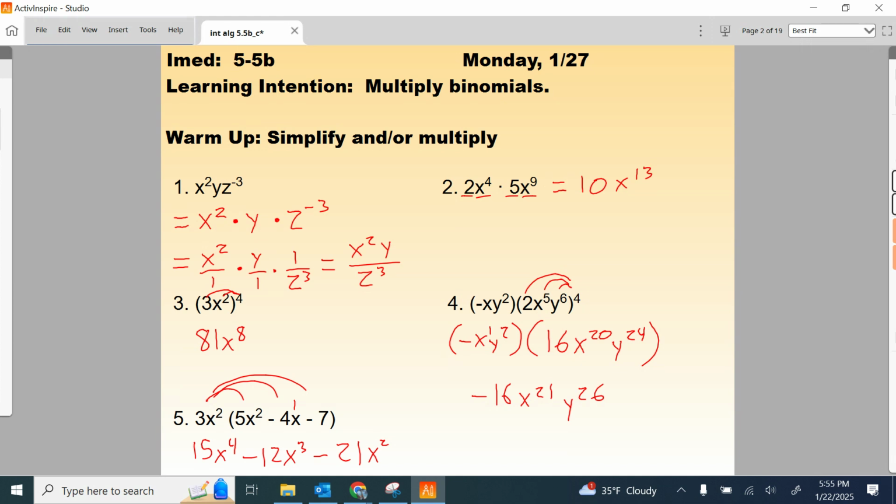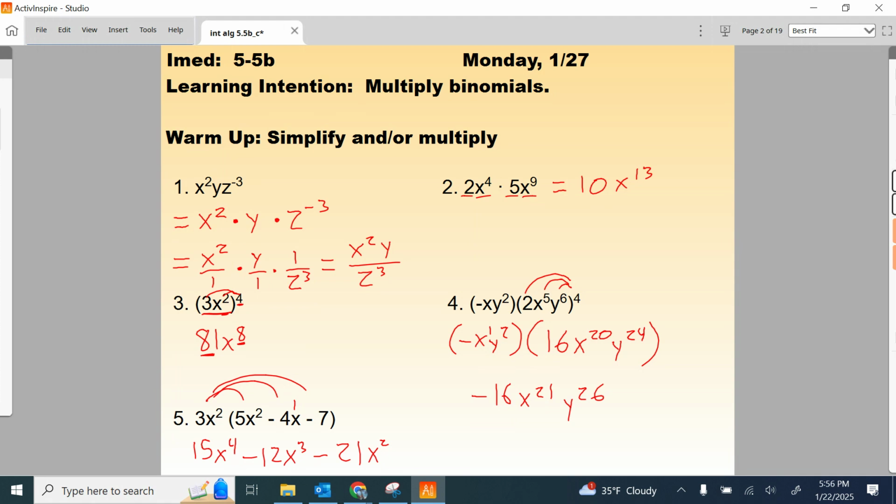Number 3, we have 3x^2 being taken to the 4th power. So our rule says we're going to distribute that power of 4 as you can see there. Okay, so if I go 3 to the power of 4, that's going to get me 81. And then the x^2 to the power of 4, my rule says to multiply those exponents together, and we get that x to the power of 8. All right, so there's number 3.